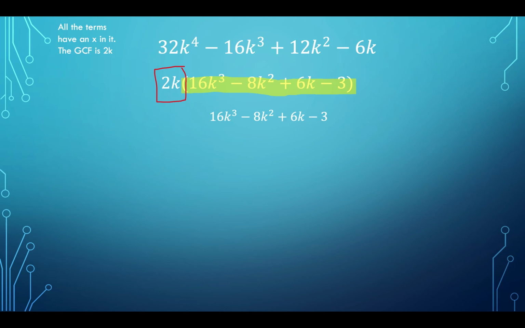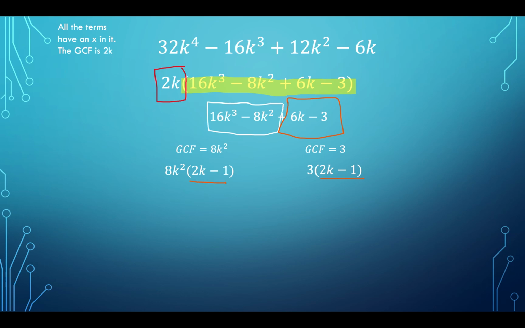So now we have 16k to the 3rd minus 8k squared plus 6k minus 3. Factor by grouping, so break it up into two separate problems. We have 16k to the 3rd minus 8k squared. Greatest common factor is 8k squared, and the factored form becomes 8k squared times 2k minus 1. And on the right hand side we have 6k minus 3. Greatest common factor is 3. So our factored form becomes 3 times 2k minus 1.